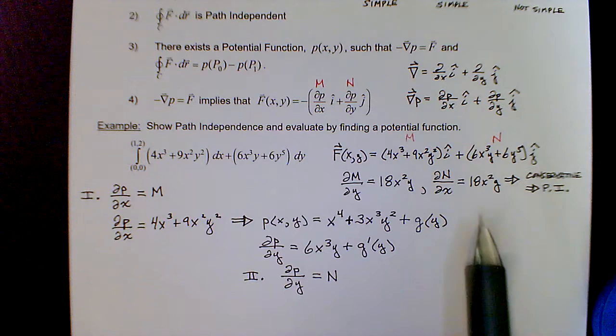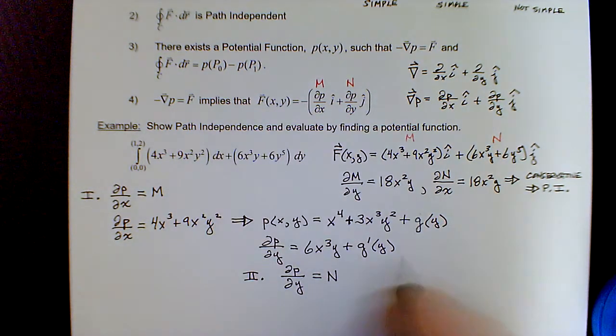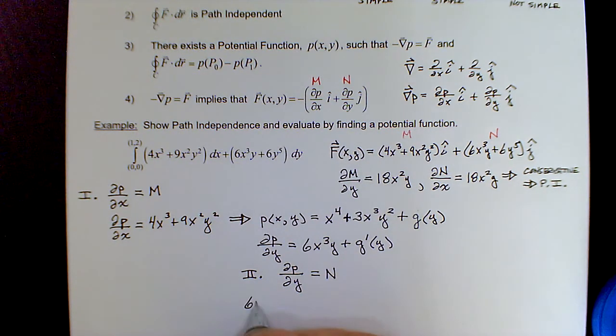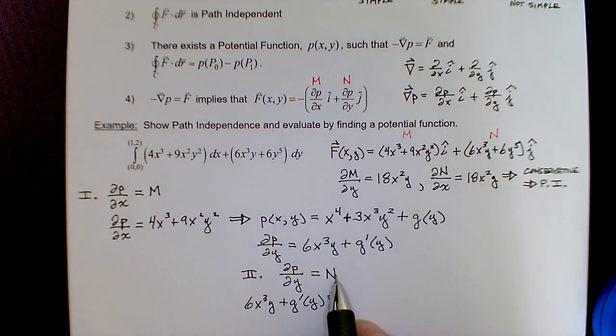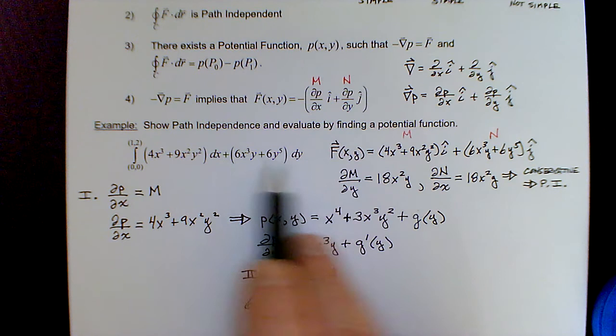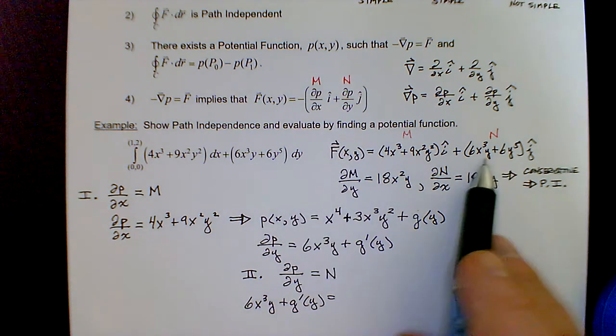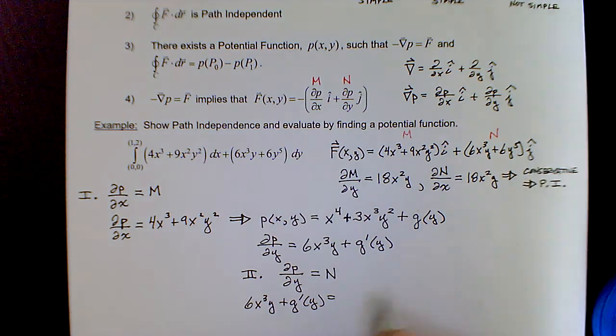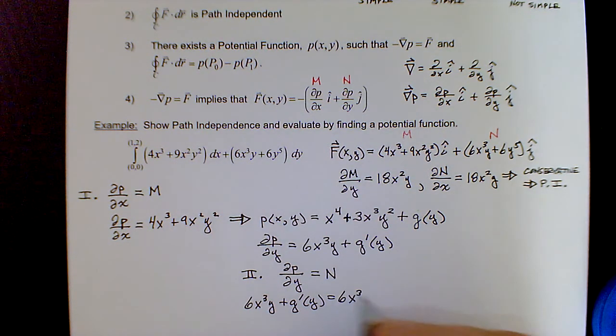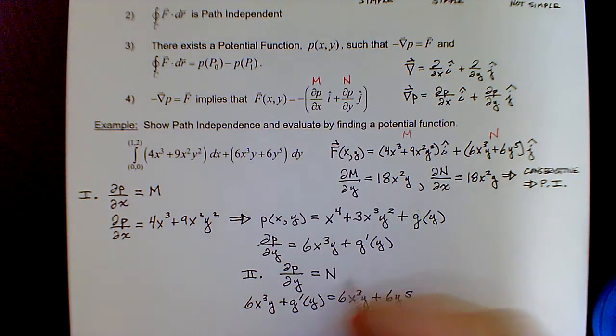So therefore, we could set what we just found, the 6x cubed y plus g prime of y, equal to N. And N here is the function in front of the differential dy, or let's go back here, N is the function in front of j. So that's equal to 6x cubed y plus 6y to the 5th. And notice how the terms containing x vanish.